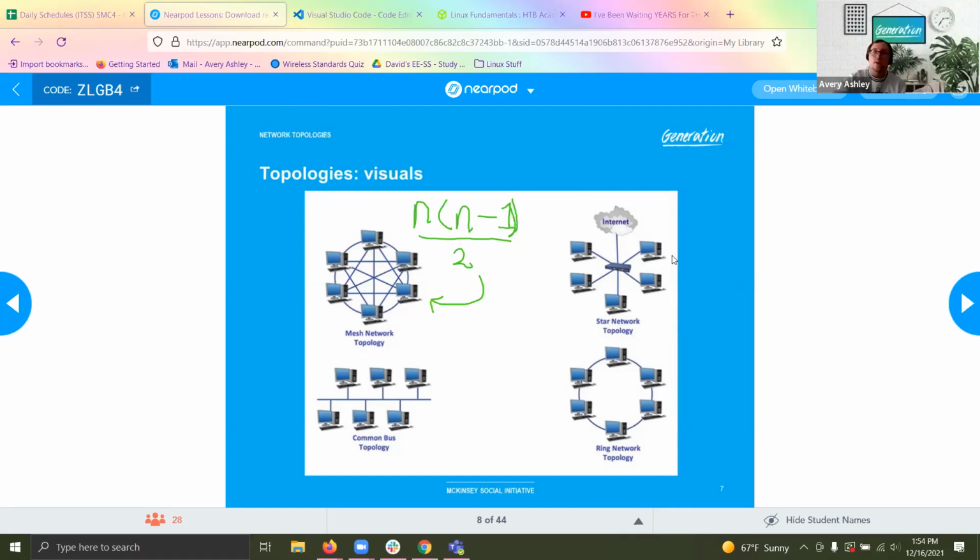Yeah, no problem. Right, and then we have our ring, where as you can see, it looks like a ring. Each device is connected to the next.